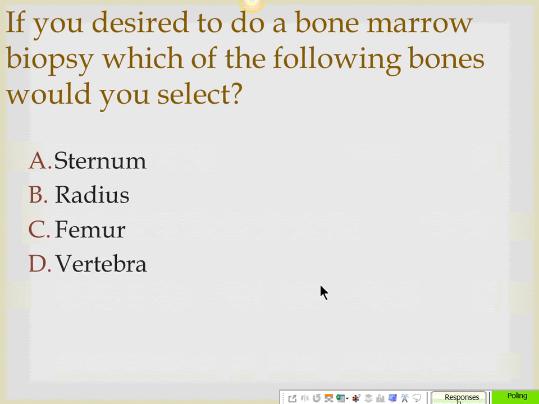Now, suppose you wanted to do a bone marrow biopsy. Which of the following bones would you select? Here's where you've got to think a little bit critically.